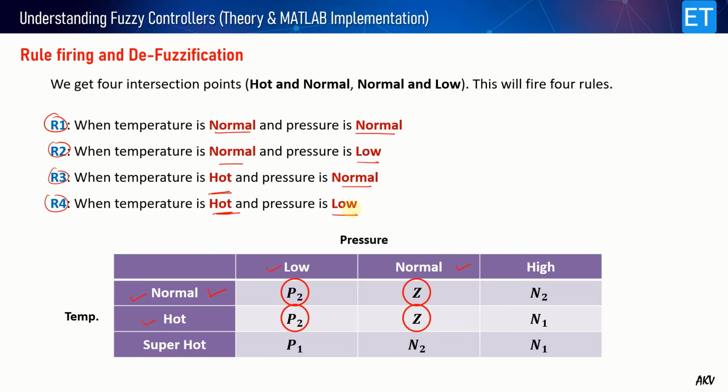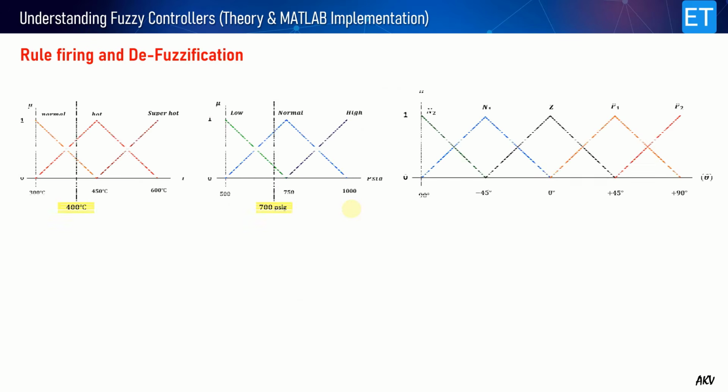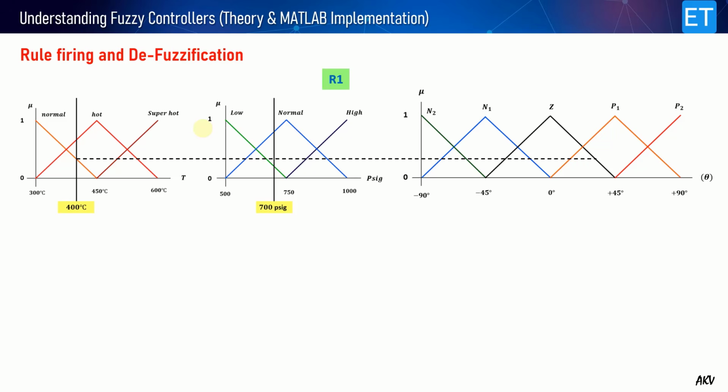So let's see how we'll get the output. Now draw all the membership functions side by side like this. You can draw this on a graph paper also with certain scales. So we'll first show the rule 1. Rule 1, okay. So this is the horizontal line which is showing that the temperature is normal. When temperature is normal and pressure is normal, what is the output? Output was a Z.